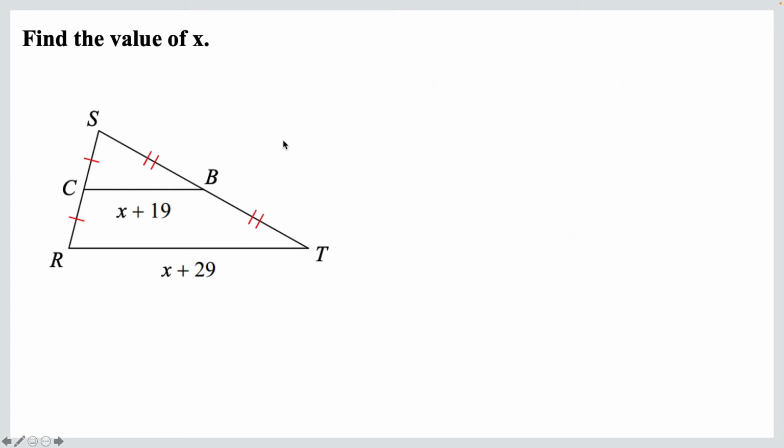So because we've got these congruent parts here, C is the midpoint of that side, and B is the midpoint of that side. So we know that this purple line is the midsegment, and we know that these two lines are parallel. And we also know that if we have two x plus 19s, two of this guy, then we get the x plus 29 side. And then you can just solve for x.